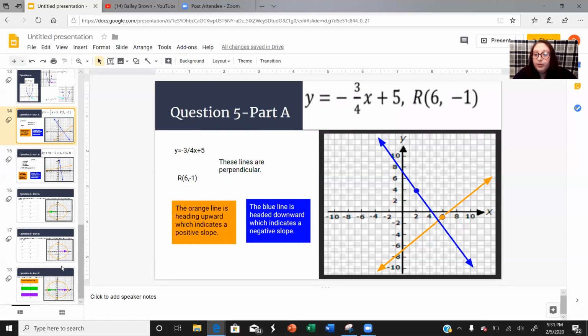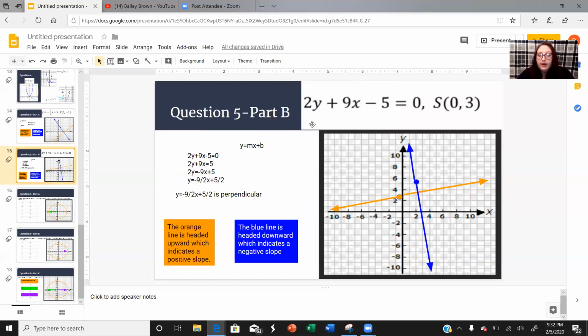So we're going to move over from the point 5, 1. We're going to go to the left 3 and up 4 to give us that blue point right here, and we're going to connect the lines. If you notice that this orange line, it's heading upwards, it's not pointing down, it's going up. So that's going to mean that it has a positive slope. And this blue line is the complete opposite. It's going downwards. So that's going to mean it has a negative slope.